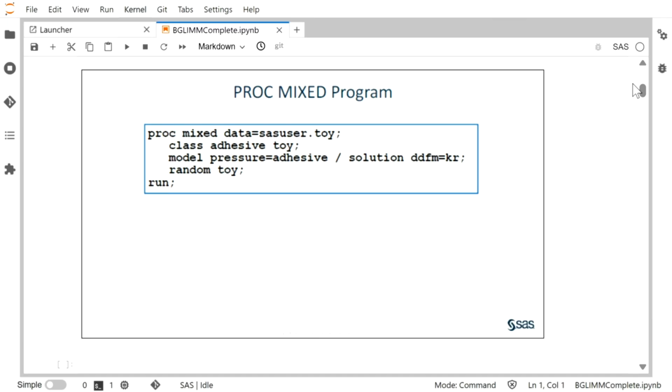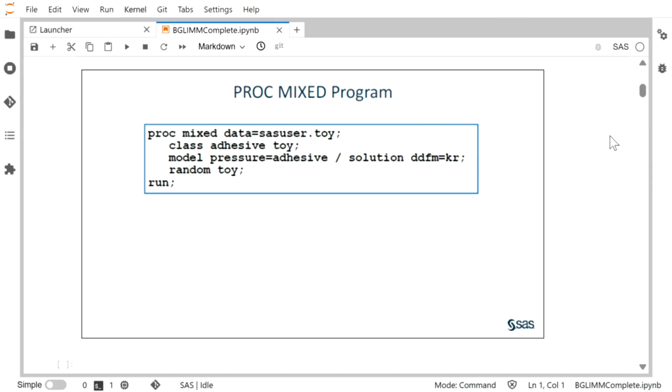We could add the REPEATED statement back into GLIMMIX. That was a developer call, so I don't know if that developer will want to switch that back, but good idea though. Look at that PROC MIXED code.